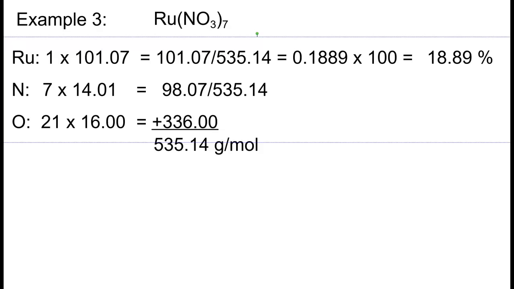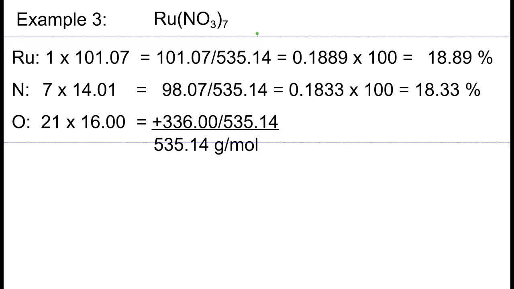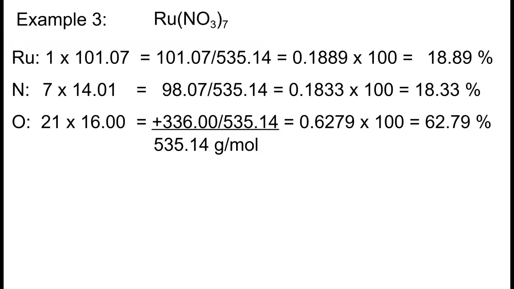For nitrogen, we're going to take its subtotal divided by the grand total. And then we come up with 4 non-zeros past the decimal. Multiply that by 100, you get 18.33. For oxygen, divide the subtotal of oxygen by the grand total. You get 0.6279. Again, 4 places past the decimal that are non-zeros. Multiply by 100, and you get 62.79.